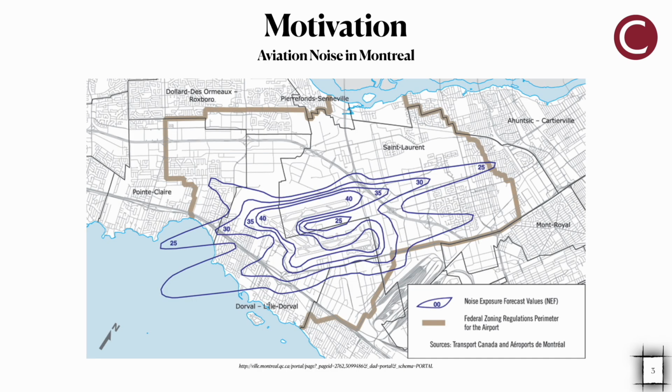Here in this picture, we have the map of Montreal and Montreal's International Airport. Those numbers are the noise exposure forecast values. And whenever this value is above 25, it means that some level of annoyance is experienced, which we can say covers a huge area of Montreal. So there are so many residents that are annoyed by the aviation noise in Montreal.